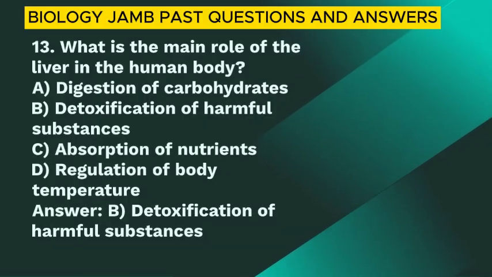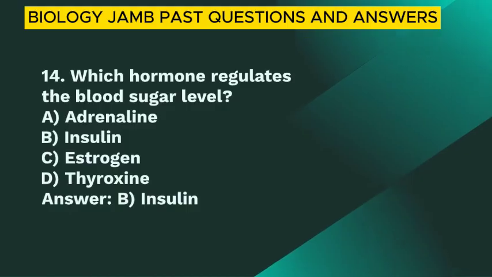Question number 13. What is the main role of the liver in the human body? A. Digestion of carbohydrates, B. Detoxification of harmful substances, C. Absorption of nutrients, D. Regulation of body temperature. The answer is B, which is detoxification of harmful substances.